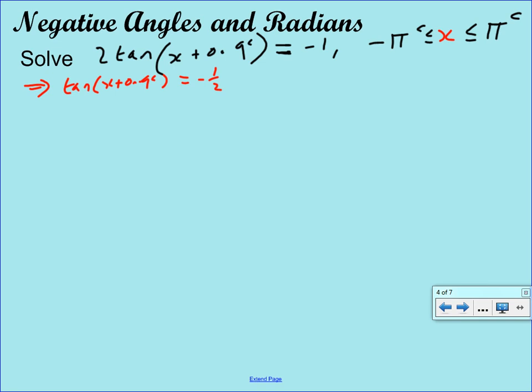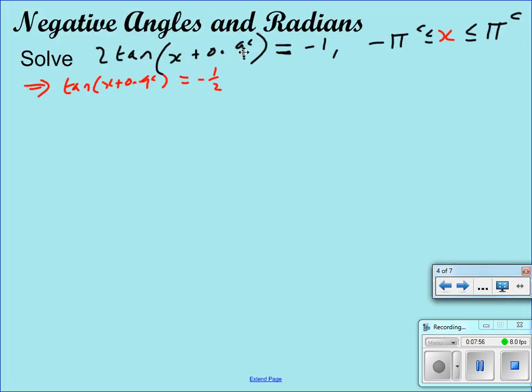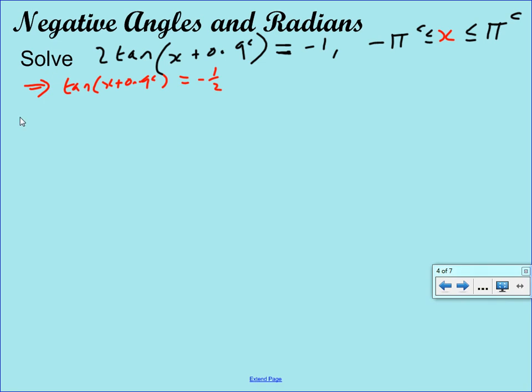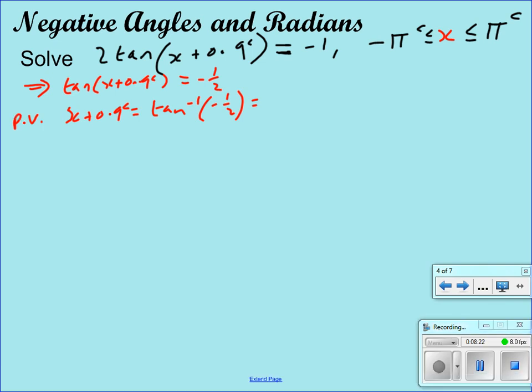So therefore I get what I had earlier by doing my PV. So I get x plus 0.9c equals tan to the minus 1 of minus a half. Whack that in the calculator, tan to the minus 1 of minus 0.5 gives me minus 0.4636 radians, because remember we worked to 4 significant figures, then we round to 3 at the end.